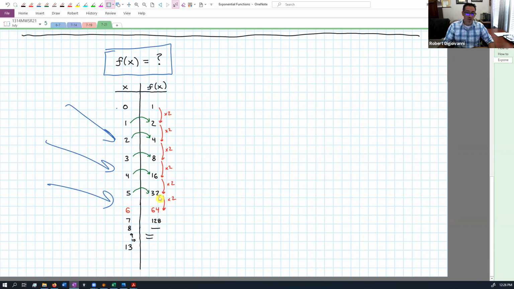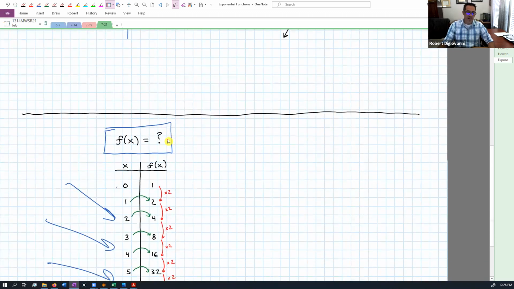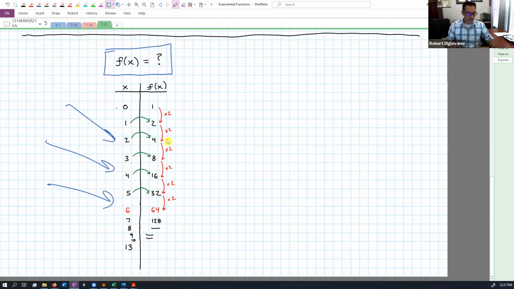It's also not quadratic, right? In terms of we're not squaring these numbers, right? 1 squared is not 2. 2 squared is 4, but 3 squared is not 8. 3 squared is 9. 4 squared is 16, but 5 squared is not 32. 5 squared is 25. So we're not doubling it and we're not squaring it. It's something different. And it turns out that it's what we call an exponential function.